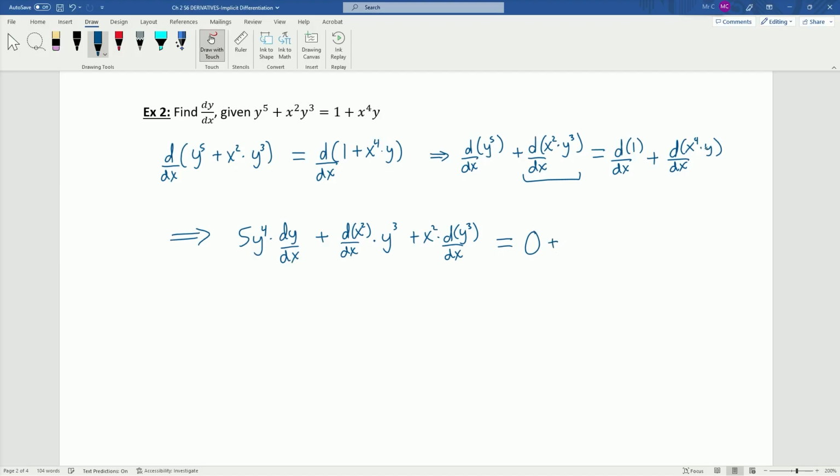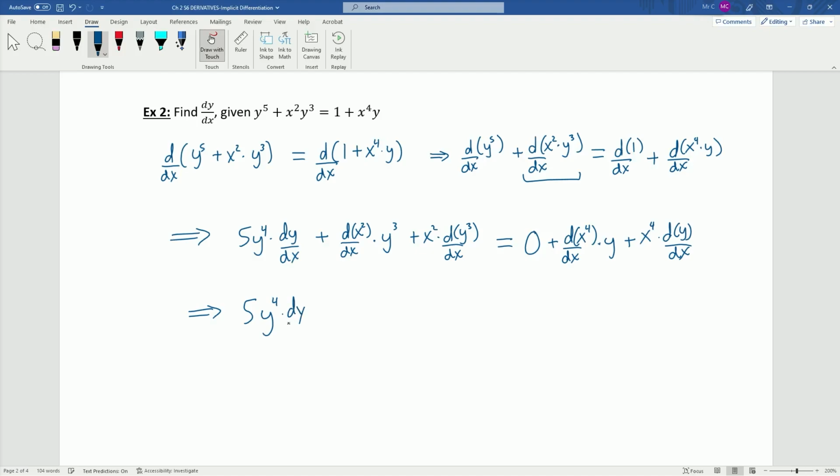plus, and here again we have a product, so we take the derivative with respect to x of x to the 4th times y plus x to the 4th times the derivative of y with respect to x. So now let's just go ahead and compute a few more of these derivatives here. We're starting to get somewhere.